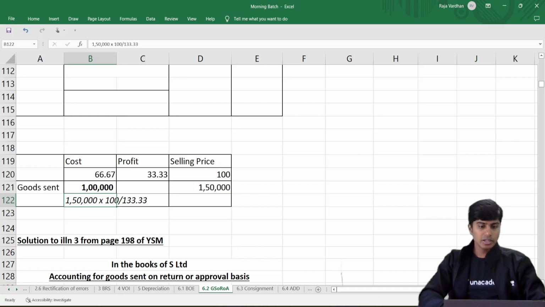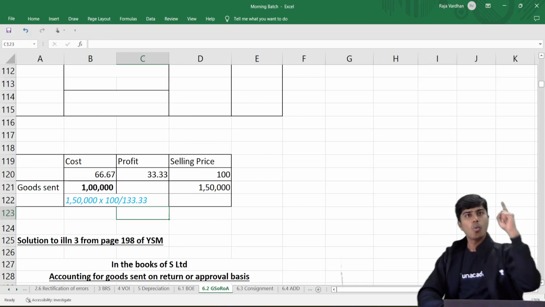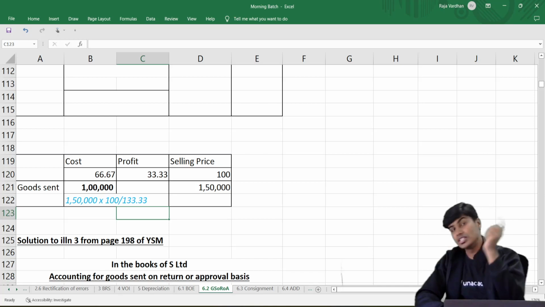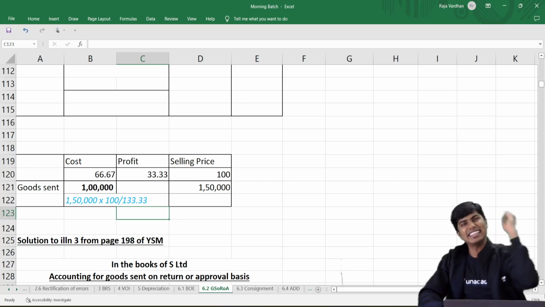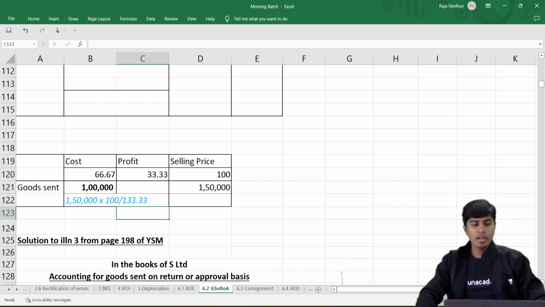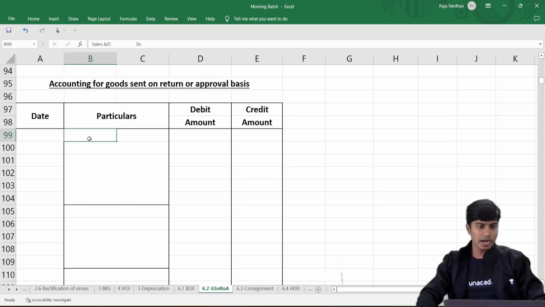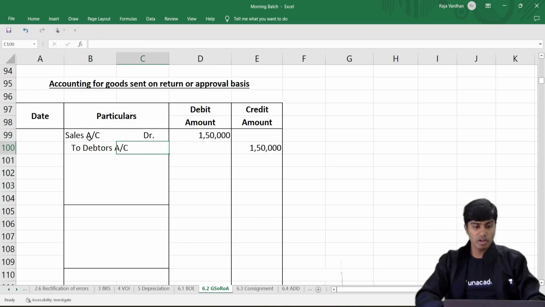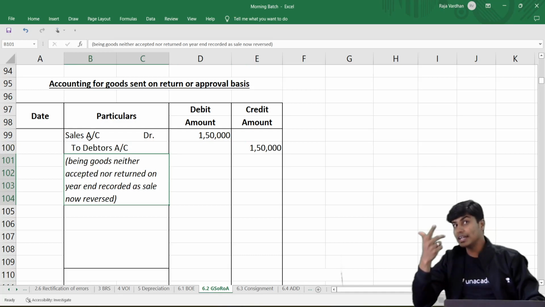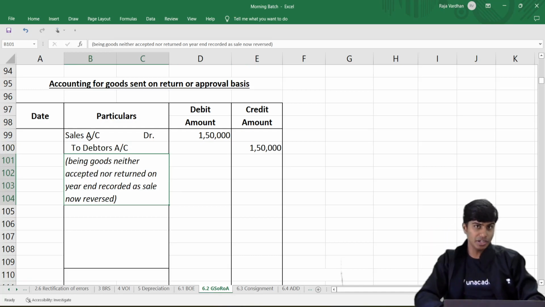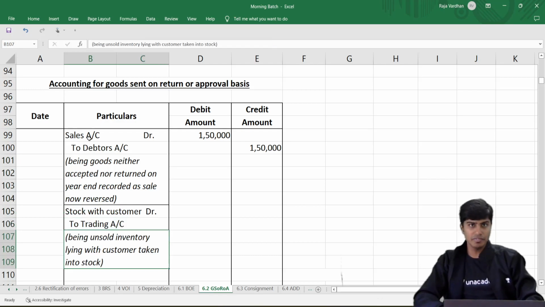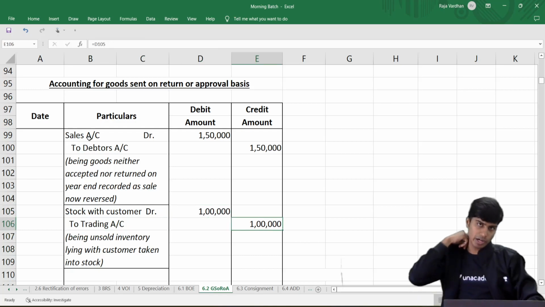Yeah. So here I am getting 1 lakh. So how do you get 1 lakh? It is 1,50,000 into 100 divided by 133.33. 1 lakh is the cost of goods which were lying with the recipient, which are neither accepted nor returned, and the time to return is still not lapsed. So first reversal of the sales entry that we're going to pass is sales account debit to debtors account. This would be at selling price of 1,50,000. However, the second entry that we pass to include the stock into our inventory, that is stock with customer to trading account, will be at cost price of 1 lakh.